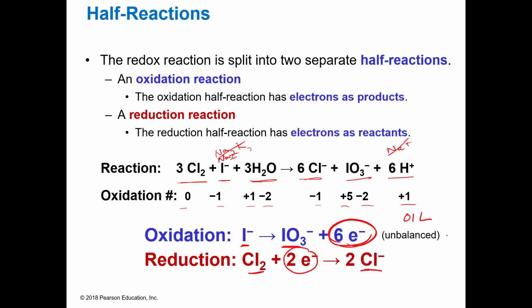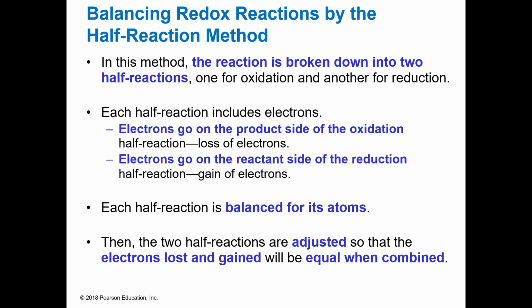Now, that means that I may or may not have this balanced, okay? If not, then I'm going to have to figure some things out. And so balancing an oxidation reduction reaction is very complex unless you use the half reaction method, and then it's not so bad. So in this method, we break down the half reactions. The electrons go on the product side with oxidation and the reactant side with the reduction.